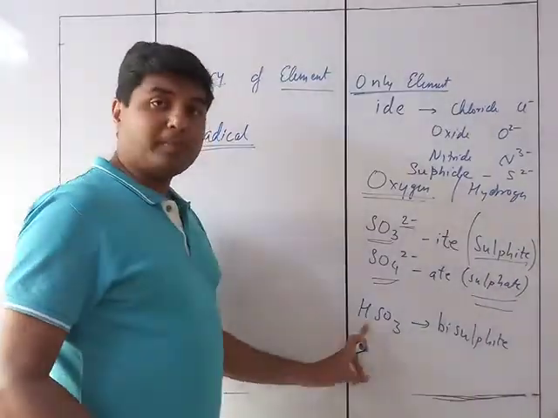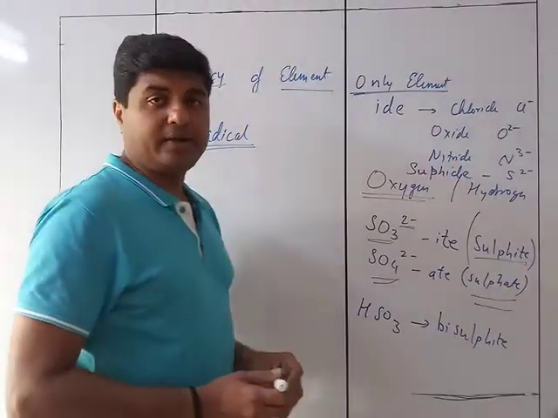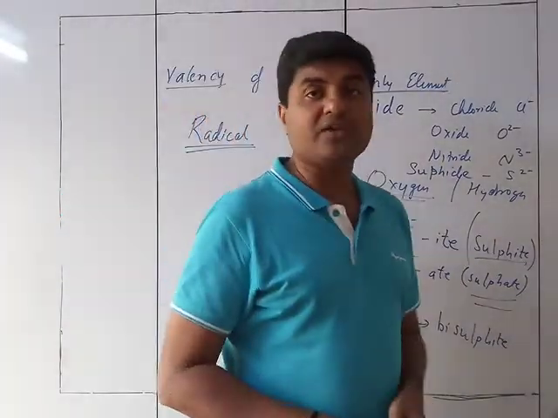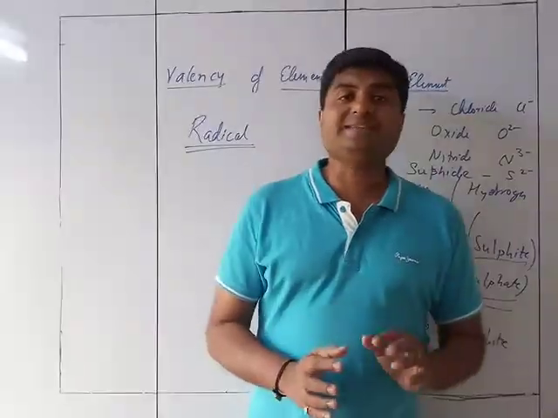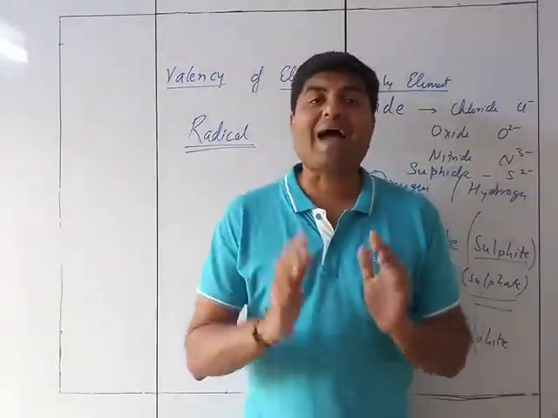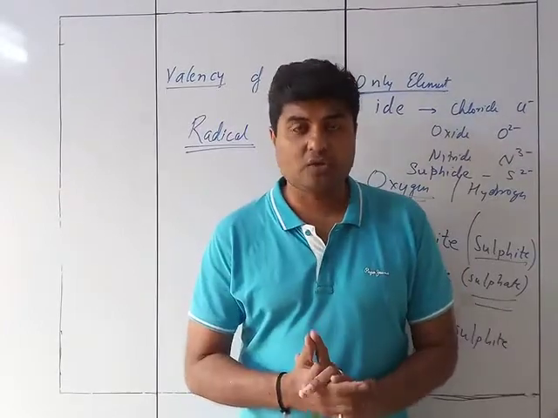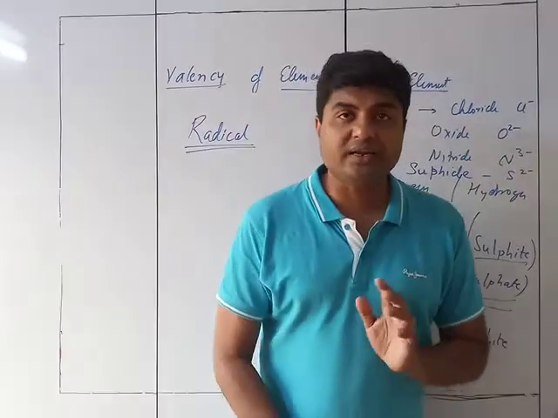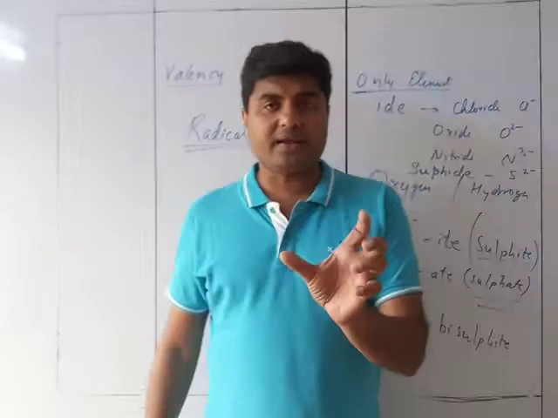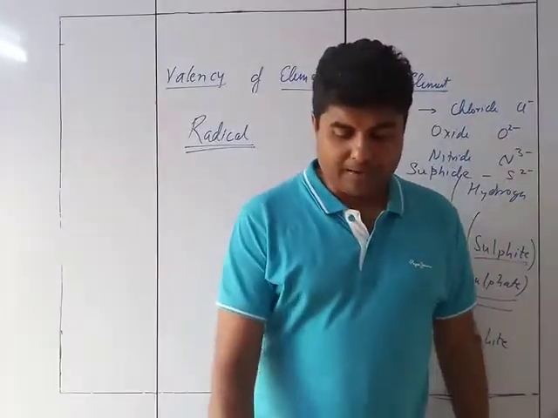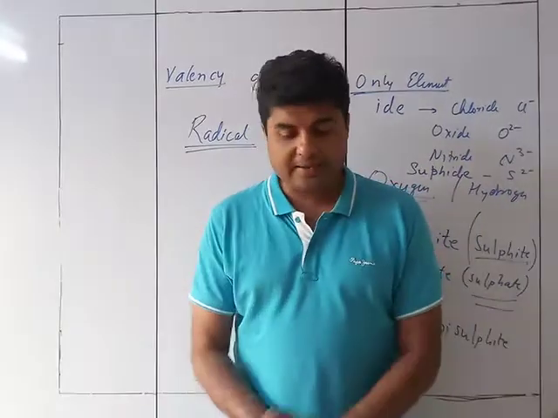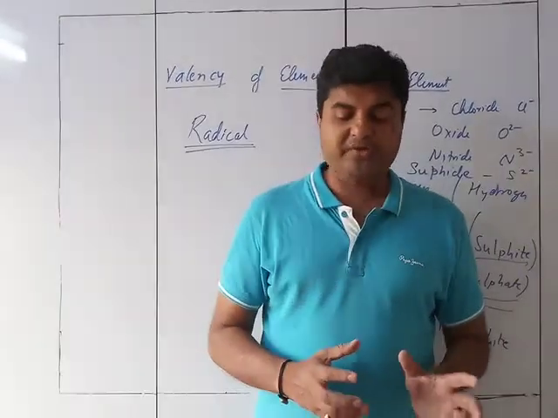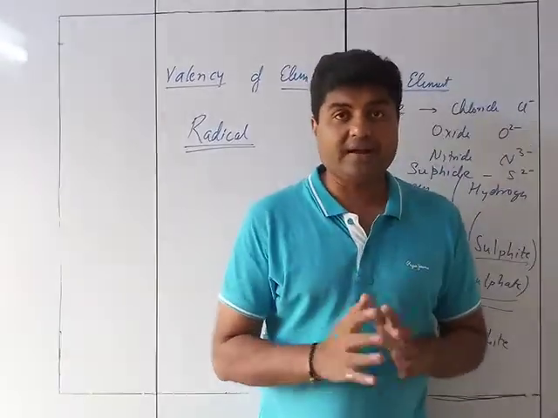Sulfide remains as it is, but a bi is added to it. If it is carbonate, it will be bicarbonate. A sulfate, a bisulfate. So a bi indicates a hydrogen being added to this particular radical. So a radical having hydrogen in it with the normal radicals of sulfide or sulfate will become bicarbonate, bisulfate, and things like that. So that is the formation of the negative radical over here.